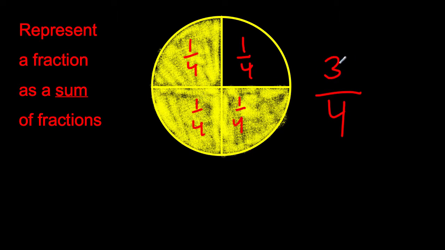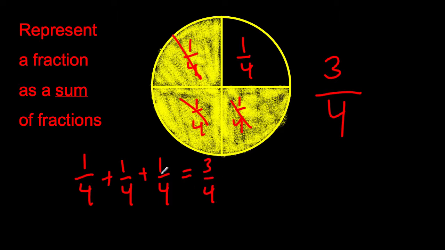But if we want to take 3/4 and represent it as a sum of fractions, we've got to add in every little section. So let's take this 1/4 that's right here, and let's cross it out. We've got to add in the 1/4 that's right here. Let's cross it out. Then I've got to add in this last fourth that is shaded. Let's cross it out. So I'm adding in these 3 different fourths right here, and that altogether equals, well, 3/4.